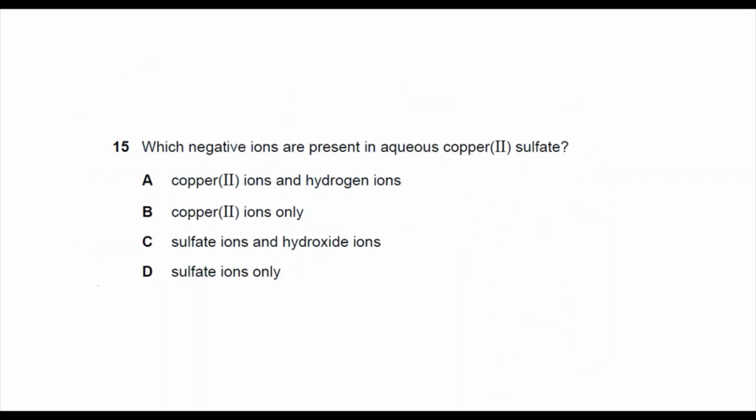Which negative ions are present in aqueous copper 2 sulfate? This is kind of easy. Negative ions. Remember, it's aqueous. I just said this. So there's sulfate, and what is the other negative ion? That's hydroxide. This was very easy, simple, right? So the answer for 15 is C.